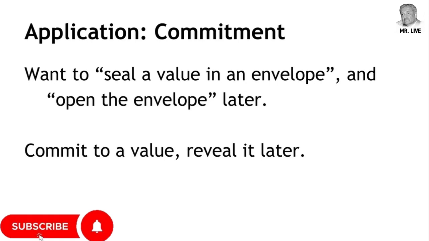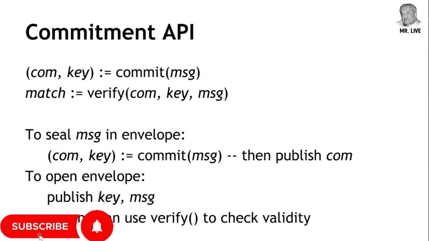So to be more specific about what is the API that we're going to provide here, the commitment API looks like this, that there are two things you can do. First, you can commit to a message, and that's going to return two values, a commitment and a key. Think of the commitment as the envelope that you're going to put on the table, and the key as a secret key for unlocking the envelope. Then later, you allow someone else to verify, given a commitment and given a key, which you've told them in the meantime, and the message, they can verify that that commitment, key, and message really do go together, and this will return a true or false.